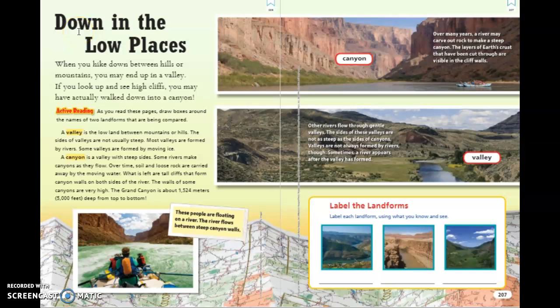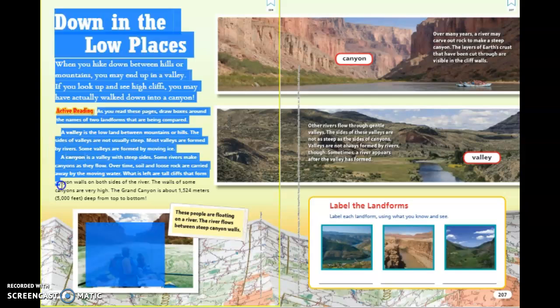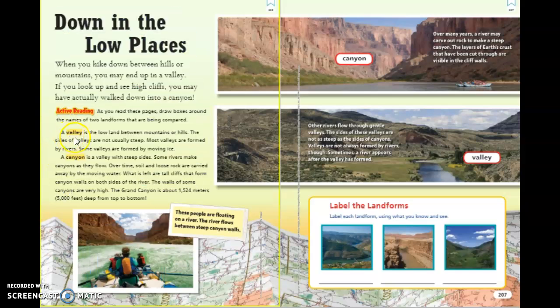Now you should be on page 206. This part is called Down in the Low Places. When you hike down between hills or mountains, you may end up in a valley. If you look up and see high cliffs, you may have actually walked down into a canyon. Active reading. As you read these pages, draw boxes around the names of 2 landforms that are being compared. So as I'm reading this, be thinking of the 2 landforms that are being compared and put a box around those.